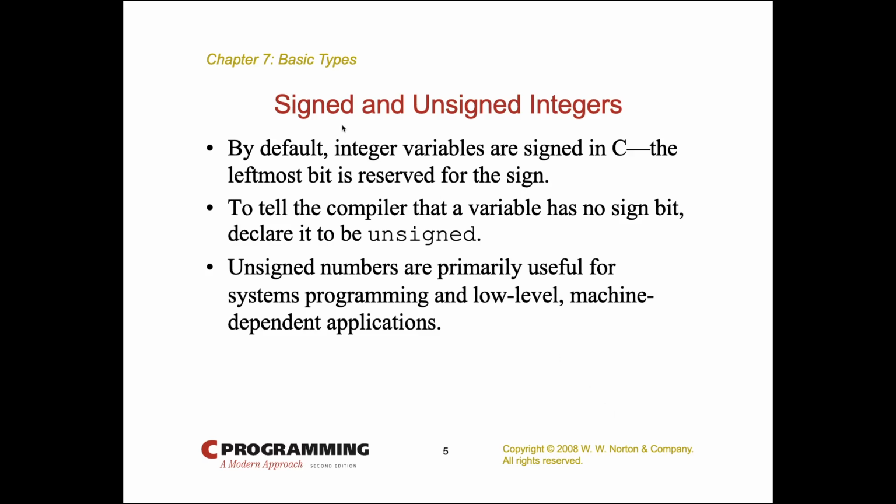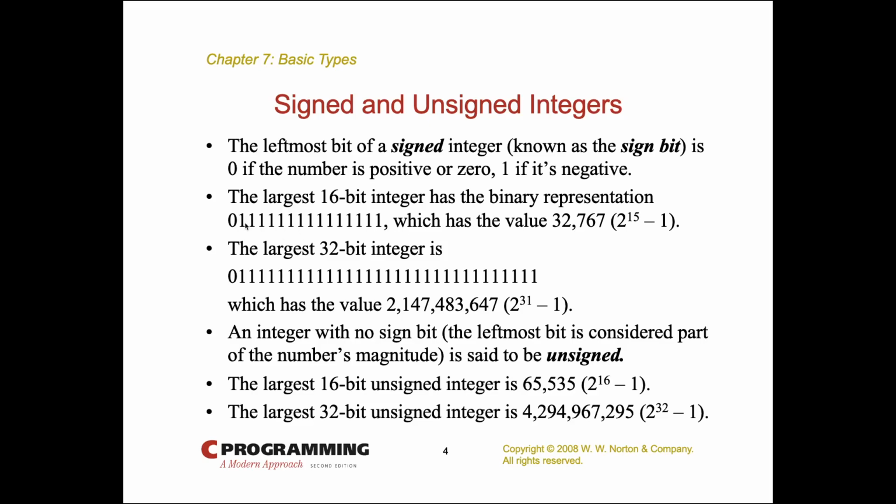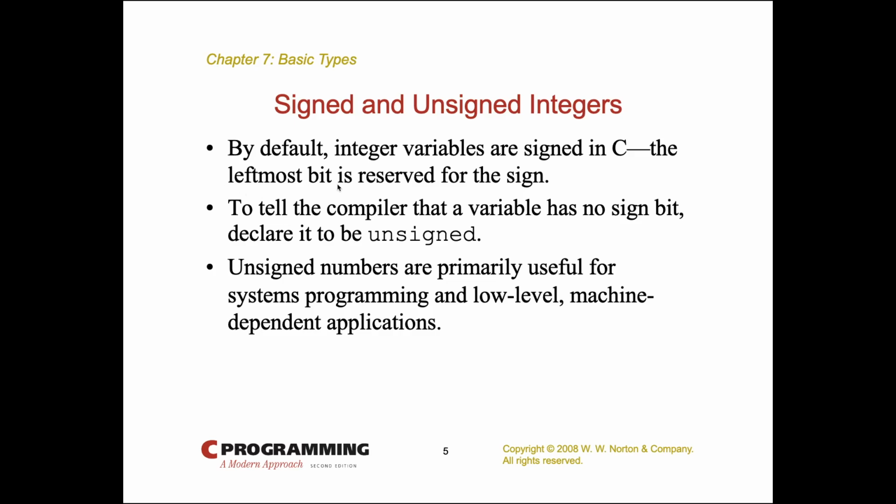Let's look at signed and unsigned integers. By default, an integer variable is signed. In C, the leftmost bit is reserved for the sign. To tell the compiler the variable has no sign bit, we have to declare it to be unsigned.